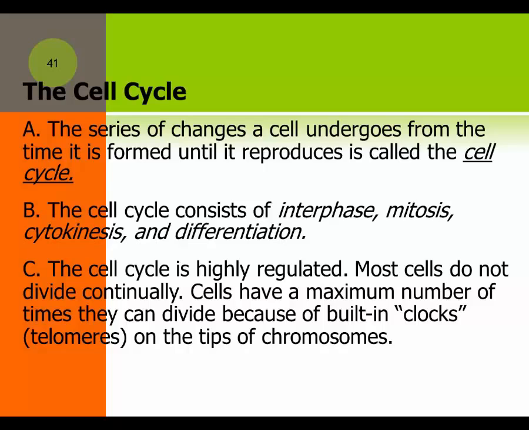Our cells cannot undergo the cell cycle indefinitely. They are regulated by a piece of DNA at the ends of our genes, and those bits of DNA are called telomeres. Every time the cell divides, a piece of a telomere drops off, and the number of times the cell can divide is limited.